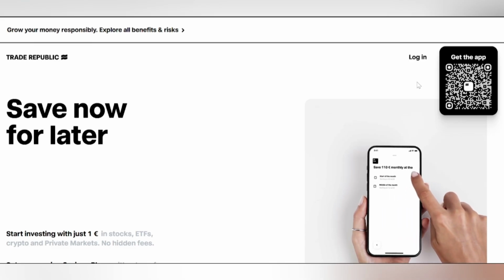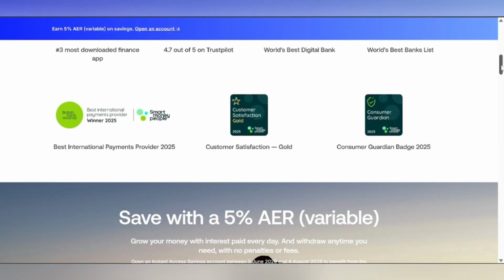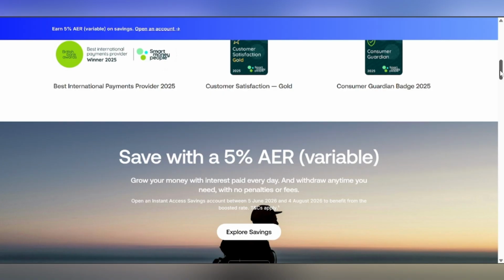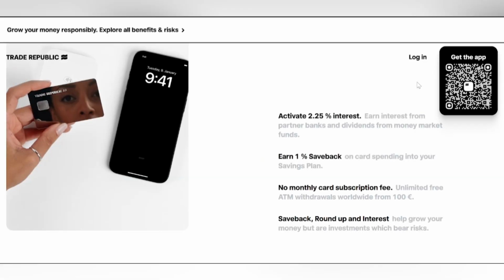Key comparison points. Primary focus. Revolut focuses on everyday money movement, spending, and international transfers. Trade Republic focuses on long-term investing and wealth building.